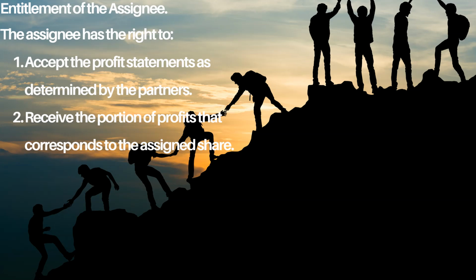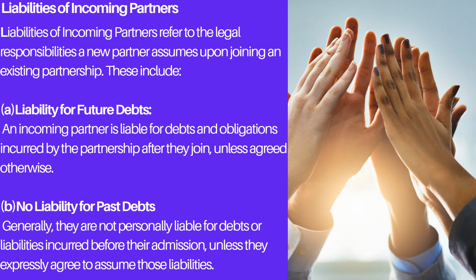Two things. Number one, to accept the profit statement as determined by the partners. That is number one. So whatever profit has been determined, this person doesn't have an option other than to accept. And the other one is to receive the portion of profits that corresponds to the assigned share. So that is very, very important.